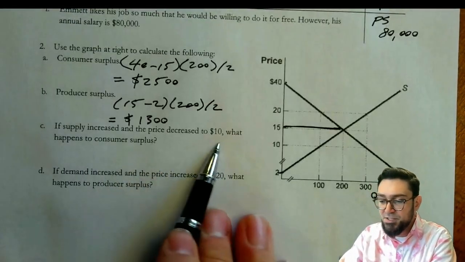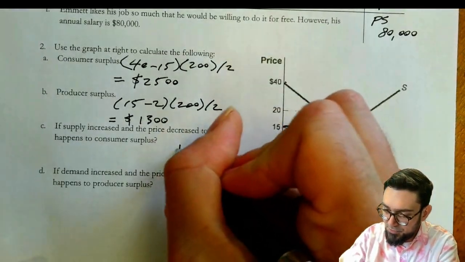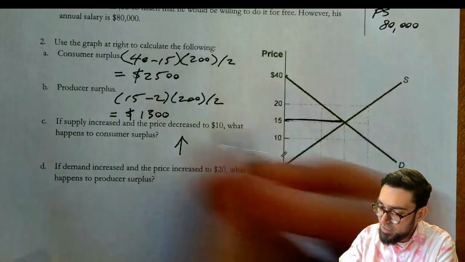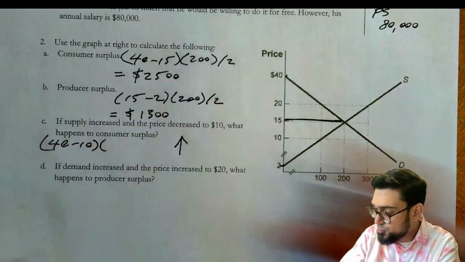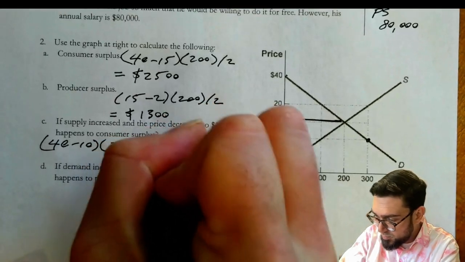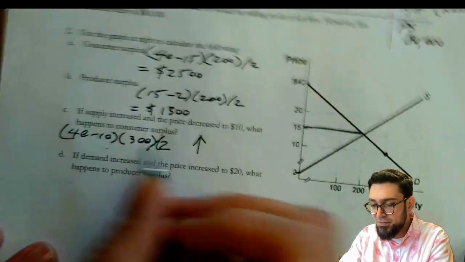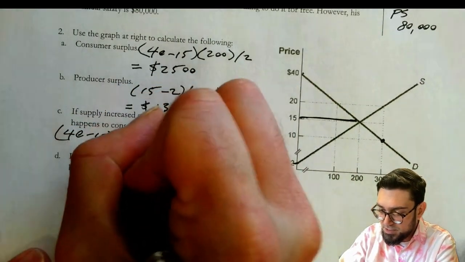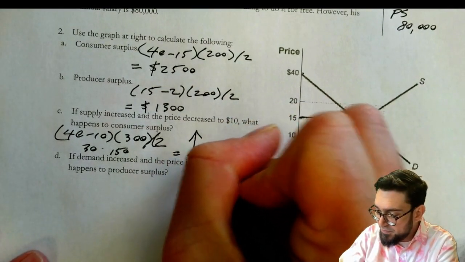If supply increased and the price fell to 10, what would happen to consumer surplus? It would increase. We could probably say even exactly how much it would be, right? It would be 40 minus 10 times, what are we at now? 300 over 2, divide by 2. And so we've got 30 times, what is this? 30 times 150. And so that's equal to 4,500.